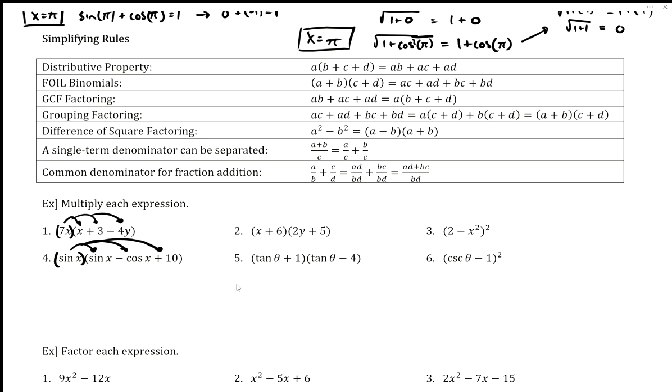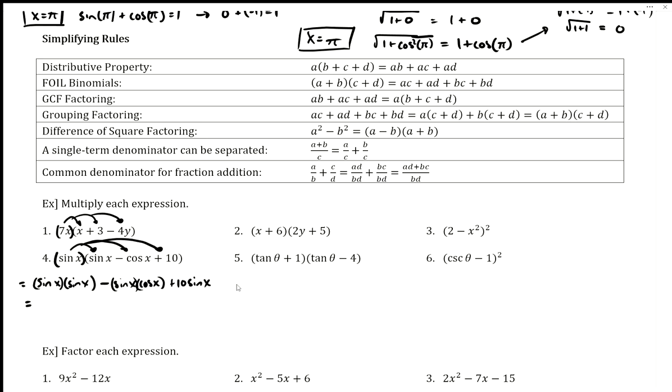So sine of x times sine of x, and let's write this one out the long way. So that would be sine of x times sine of x. And then we've got minus sine of x times cosine of x. And then sine of x times 10. So we'd probably put the 10 first like that. So 10 sine of x. Okay, so that's what it looks like when it multiplies, and then we use our rules.